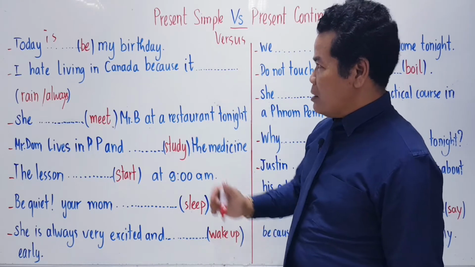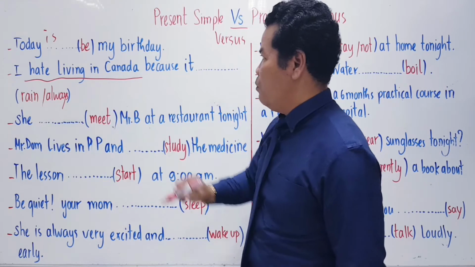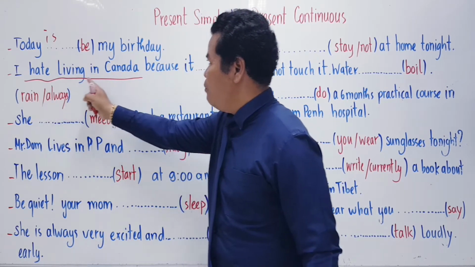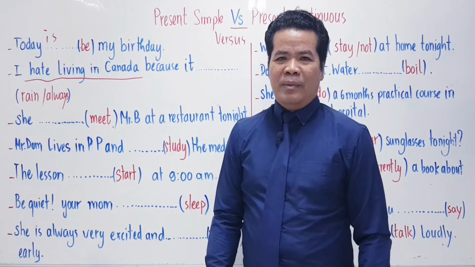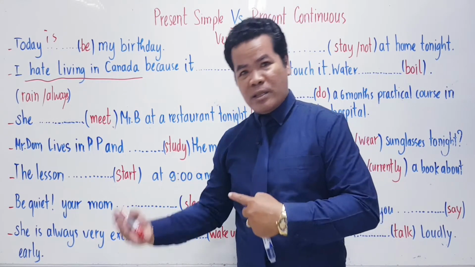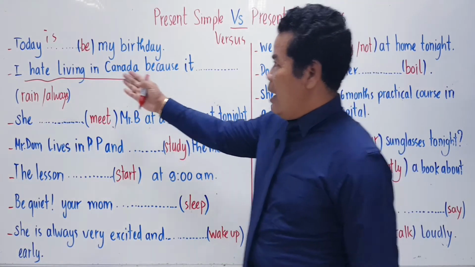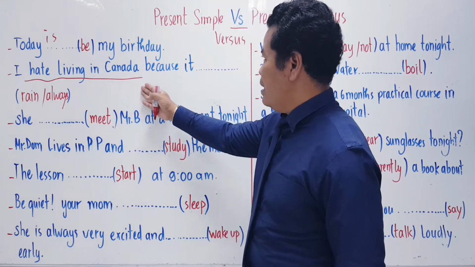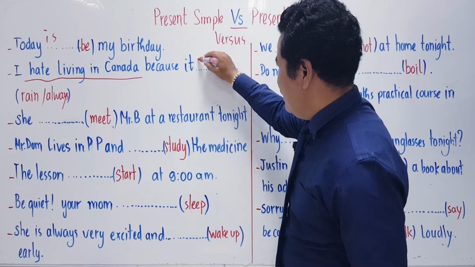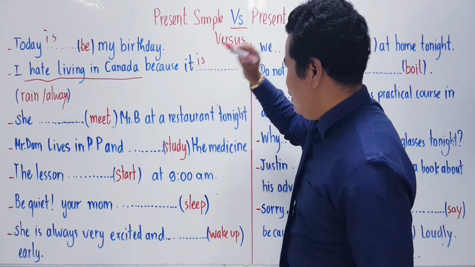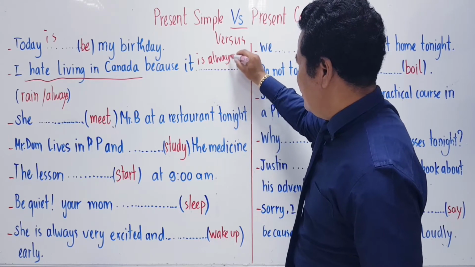One more thing. Have you seen the first sentence? What do you say? I hate living in Canada. This meaning is negative already. I hate, negative words already. Negative meaning. So what do you say here? I hate living in Canada because what? It is always raining.